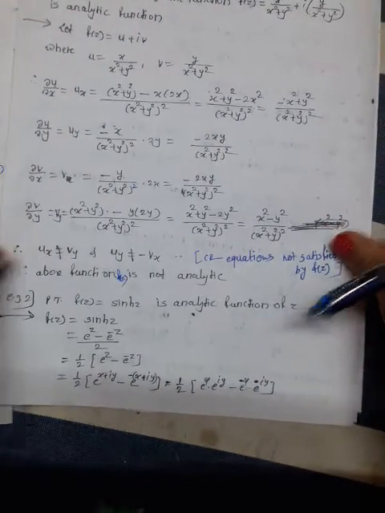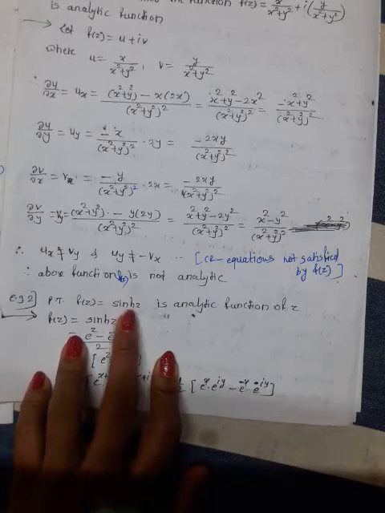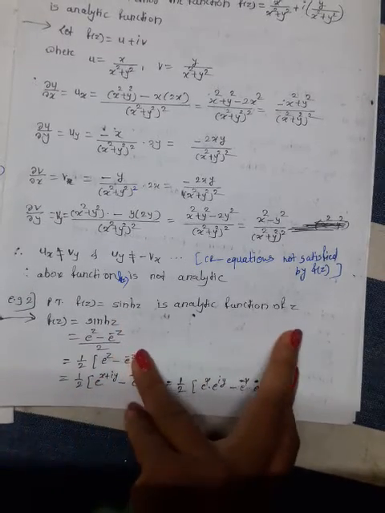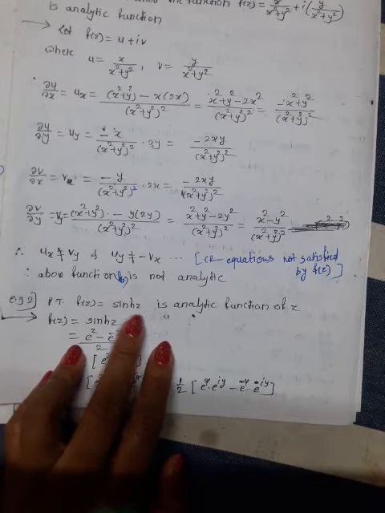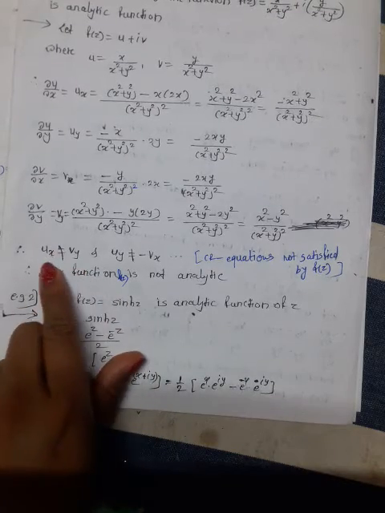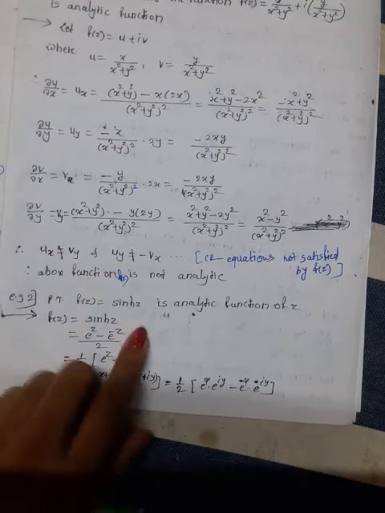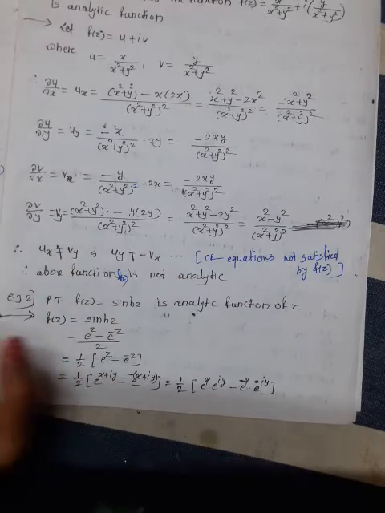example. Prove that f of z is equal to sine hyperbolic z is an analytic function of z. We have to prove this function is analytic. That means we have to prove this function satisfies the CR equations. For the CR equations, we have to find u and v. Then we have to calculate their derivatives, and then we have to compare them with the CR equations.